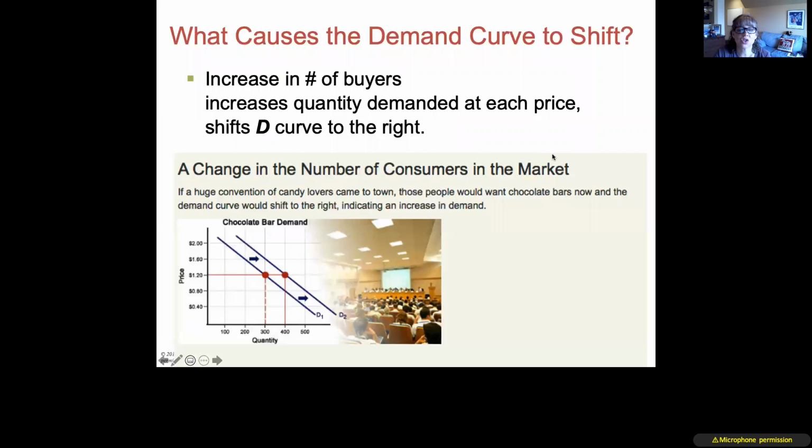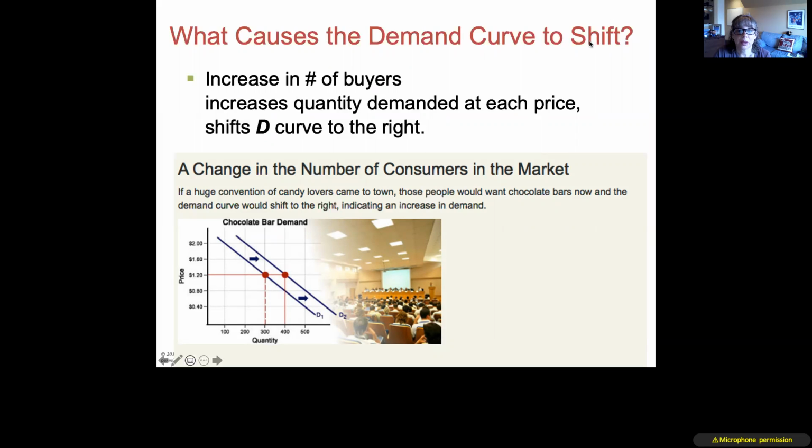So back to chocolate bars. Let's take a look here. If there was an increase in the number of buyers, we just talked about that. So if a large candy lovers convention came to town and people wanted to buy more chocolate bars, the demand curve would shift to the right because there would be increased demand at any price point.